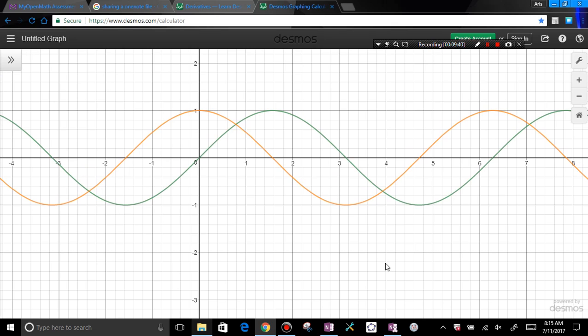One is the function and the other one is the derivative. No one's calling out what this function is? Sine. Great. The orange function is the sine of x, and I just know that the derivative of sine x is cosine x.